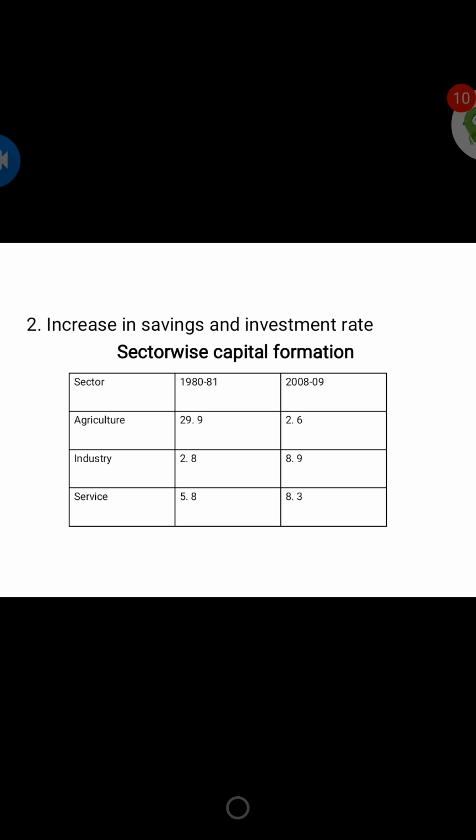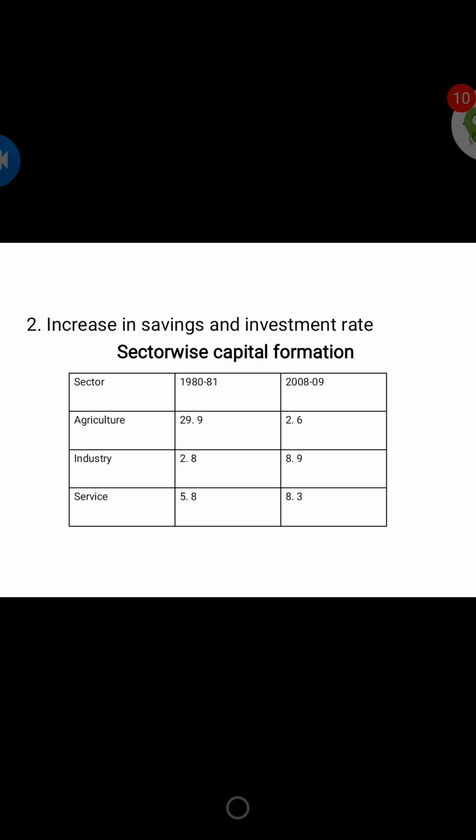The next is the increase in savings and investment rate. So what is this savings and investment? Savings means the surplus that is saved by household people. Investment means when these people who have saved are ready to put their money into a channel, only then does it become investment. So the savings and investment rate has increased, it says.